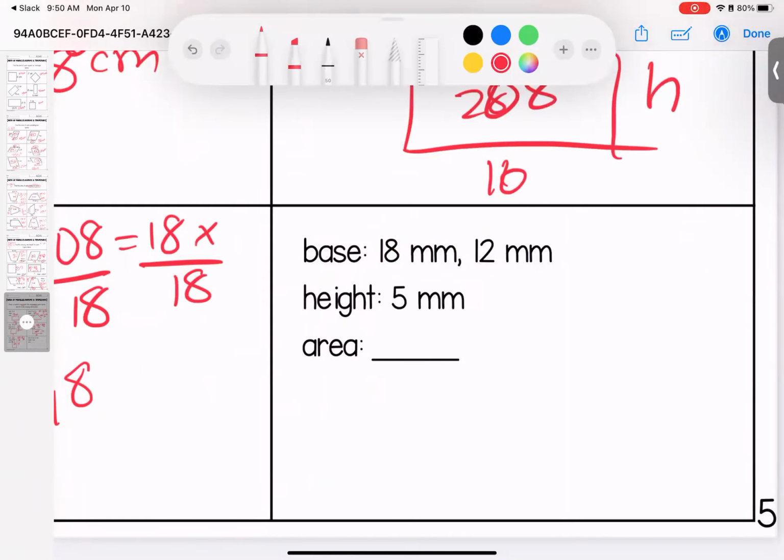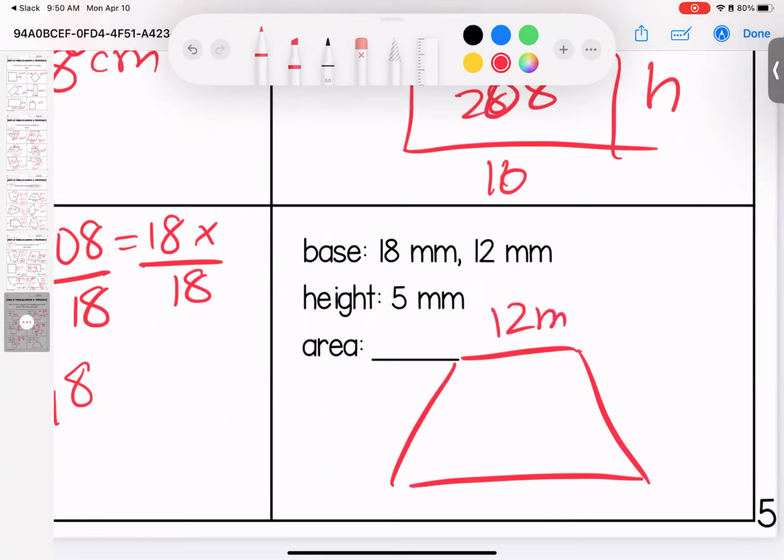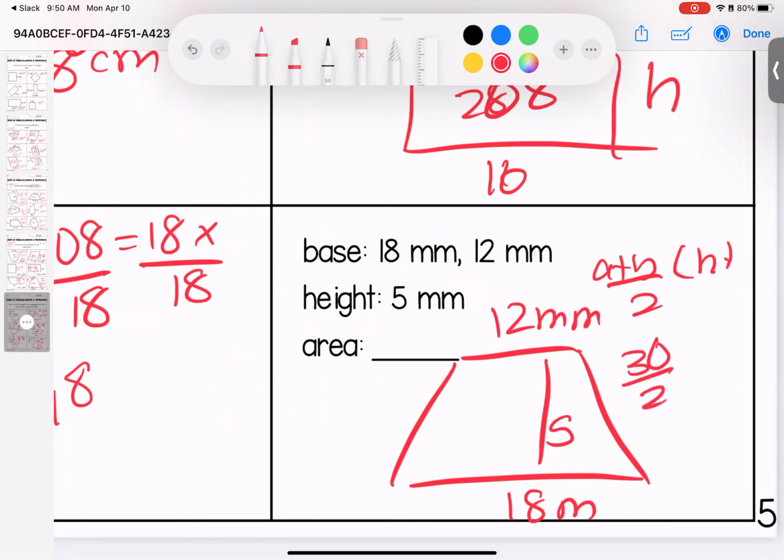Last one, I have two bases. I have 12 and I have 18. I have a height of 5, so I'm using my formula a plus b divided by 2 times the height. 12 plus 18, first steps. 12 plus 18 gives me 30. Cut in half is 15. Times 5, 15 times 5 is 75.